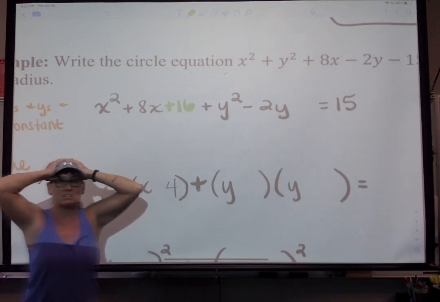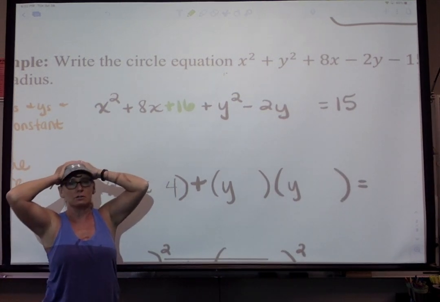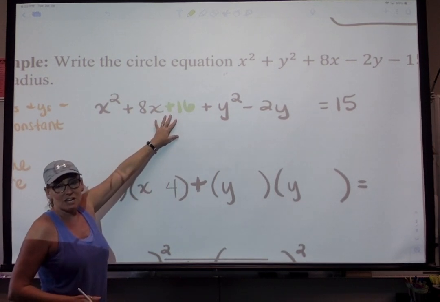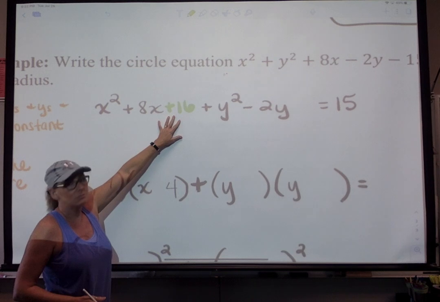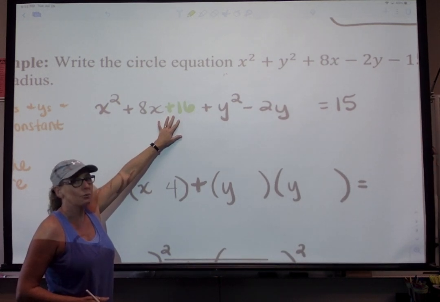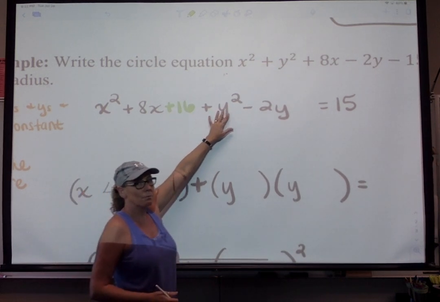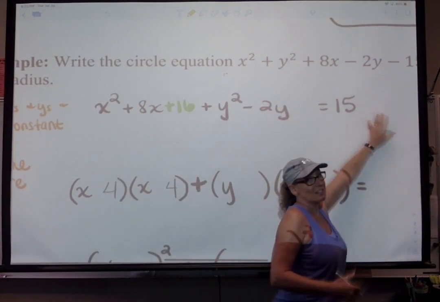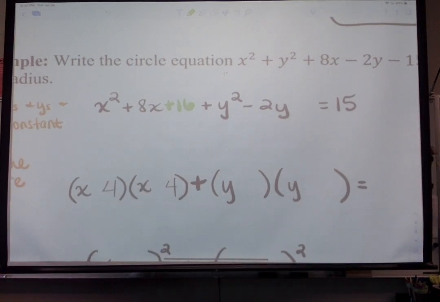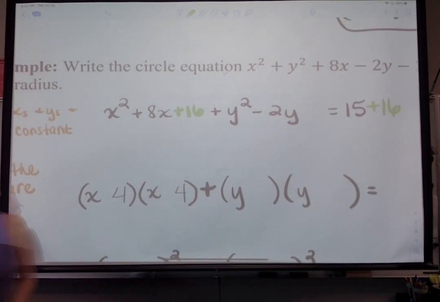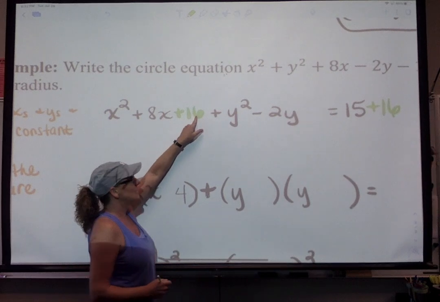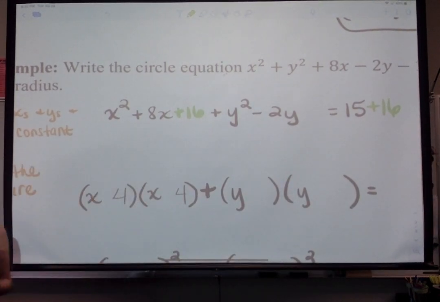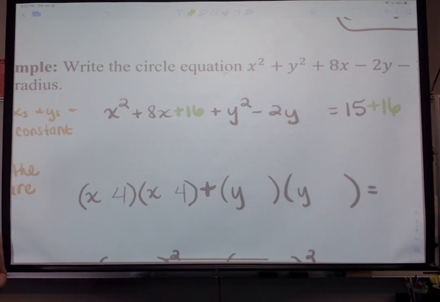Oh my goodness, you know what we just did? Totally illegal. We just added 16 to the left side of an equation. What did we forget to do? We forgot to add it to the right side of the equation. So keep it legal before the math police come and get you. If you put plus 16 over here, you've got to put plus 16 over there. Okay, did you get that? Let's do the y's.